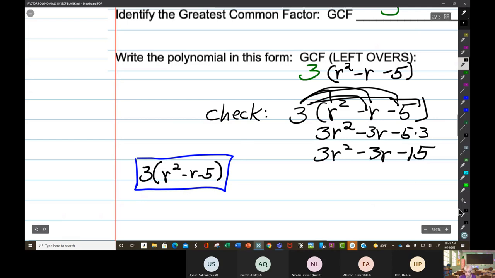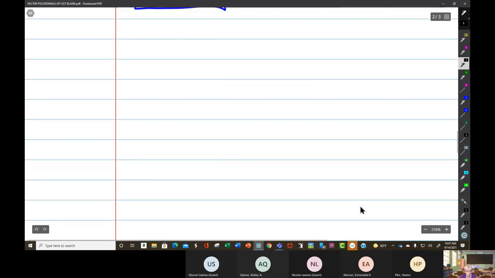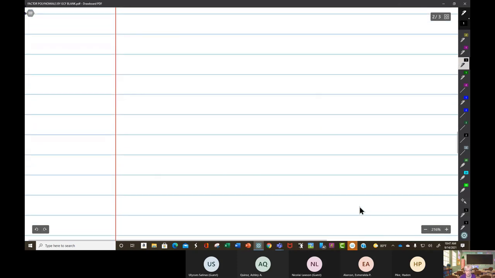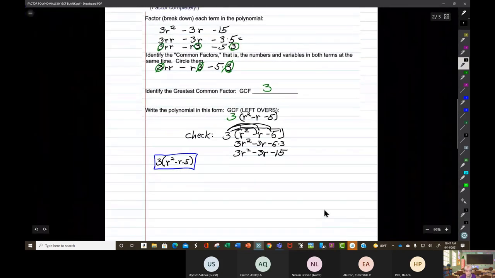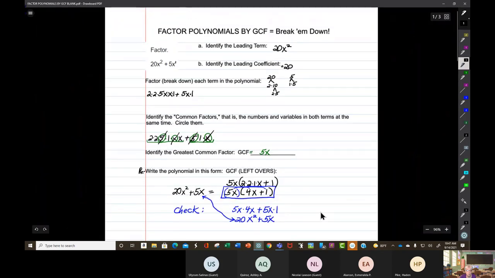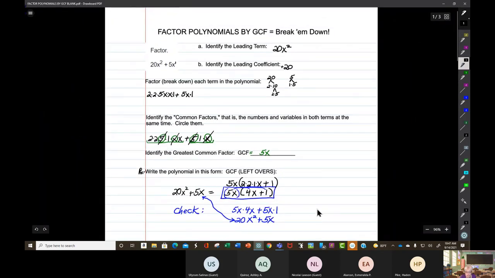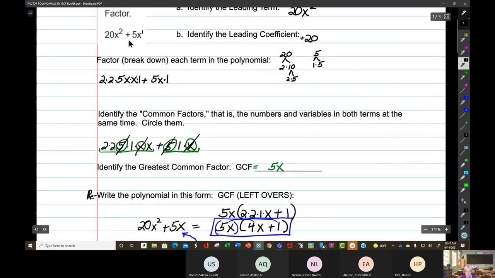So let's review what we've done. Aha, because we're about to change the game a little bit. Here we have a polynomial. And we factored it. And we circled the numbers and letters that each term have in common. They make up the GCF, the greatest common factor.